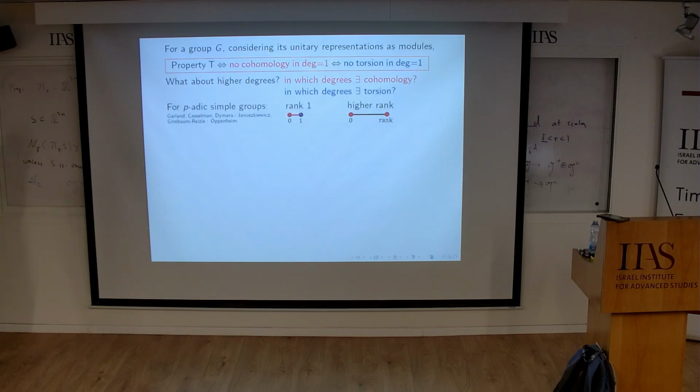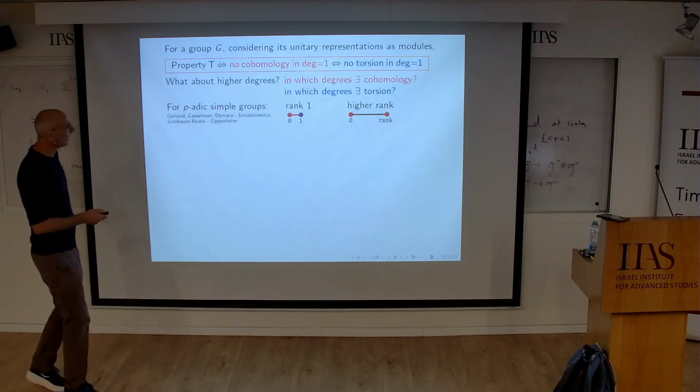So for p-adic groups, this is fairly simple. In the rank 1 case, we always have cohomology in degree 0, of course, and torsion cohomology also in degree 1. In the higher rank, we have cohomology only in degree 0 and other ranks. So we have this gap, and we never have torsion.